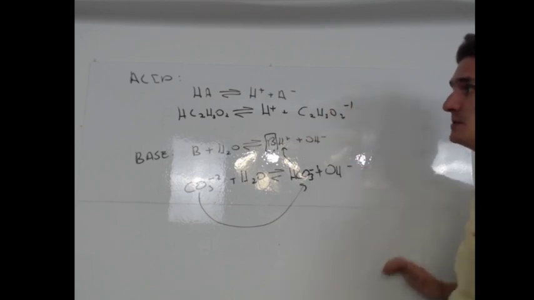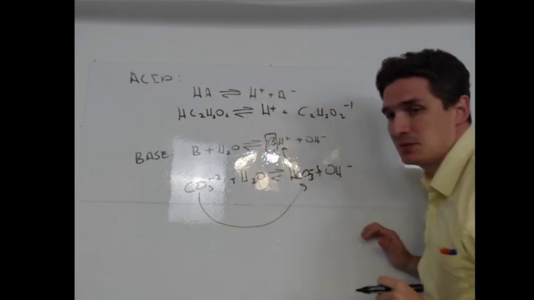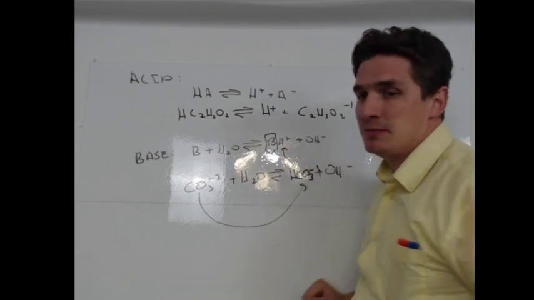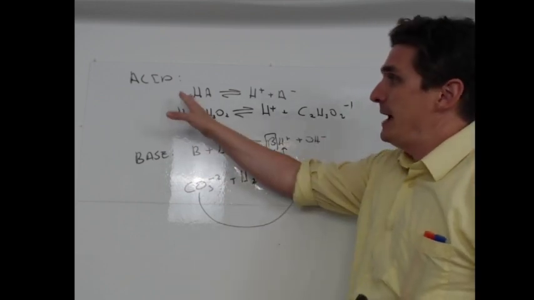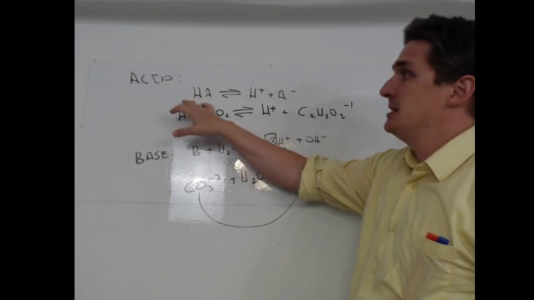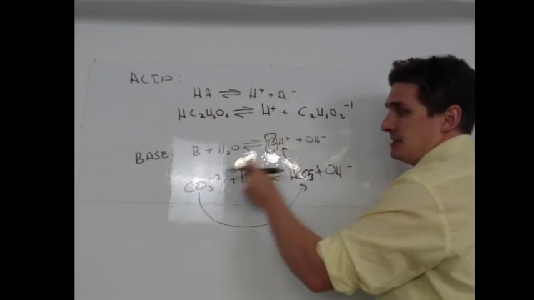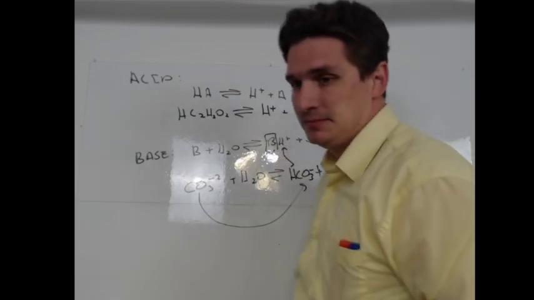Memorize the general forms. For the acid form, there's always an H plus as a product. For the base form, there's always an H2O and an OH minus. Whatever acid you're given, the conjugate is just the acid minus a hydrogen. For any base, the conjugate acid is the base plus a hydrogen.